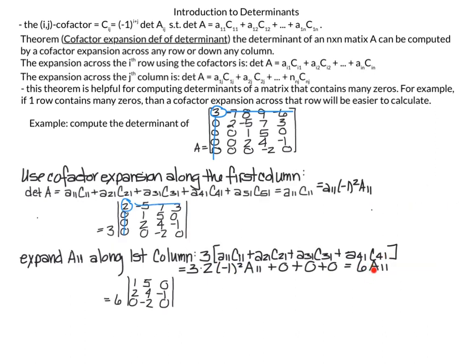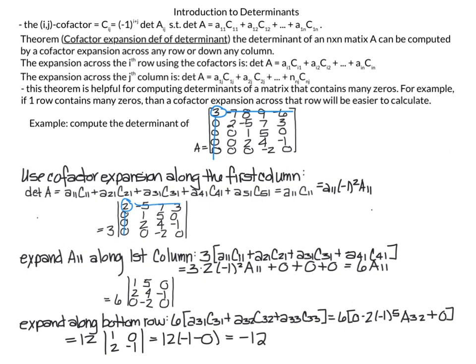Now I need to find my A11, which is this matrix here without the first row and without the first column. So my new matrix is 1, 2, 0, 5, 4, negative 2, 0, negative 1, 0. Looking at this matrix, since there are 2 zeros in the bottom row, I decided to expand along the bottom row. So I still have my 6, and now looking at the bottom row, the first term is my third row, first column, that's A31 times C31. My third row, second column, that's A32, C32, and then A33, C33.